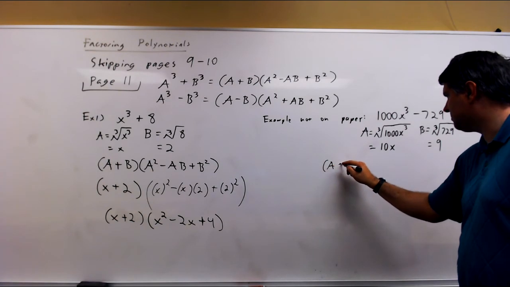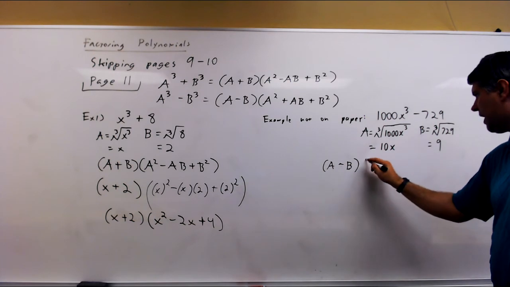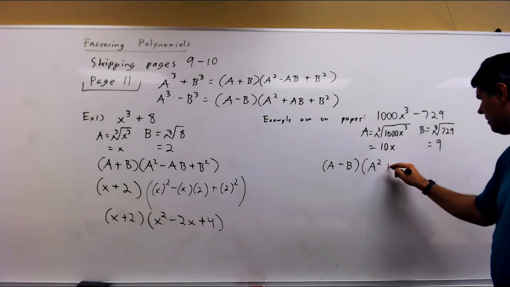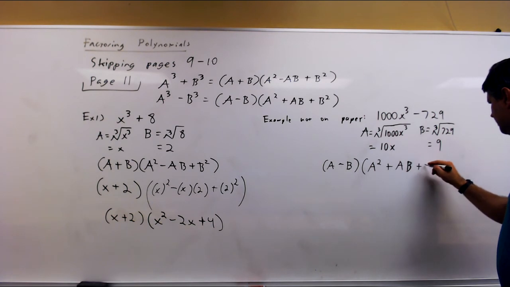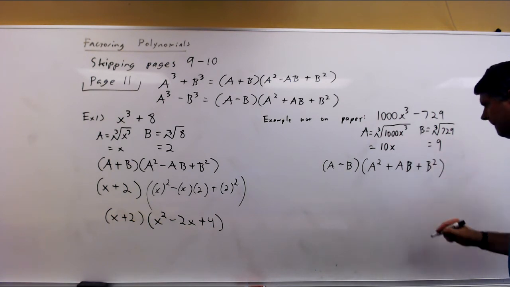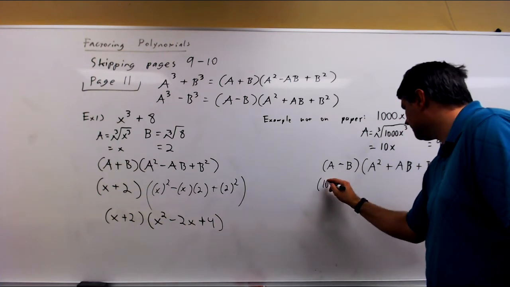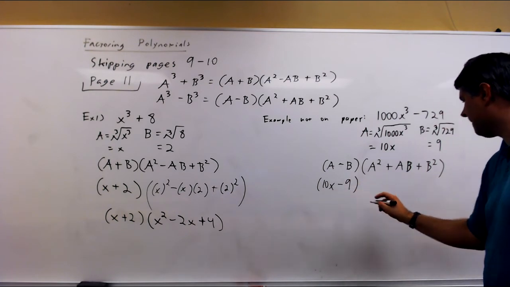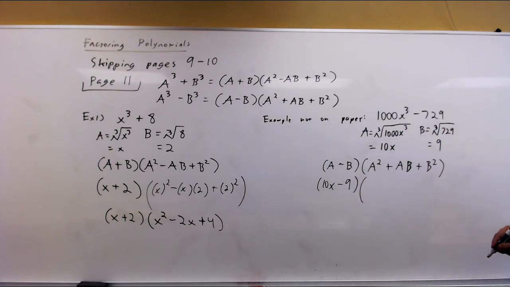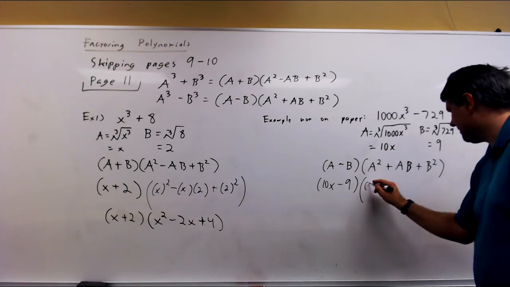A minus B times A squared plus AB plus B squared. All right, so A will be replaced by 10x. B will be replaced by 9. I make my trinomials a little taller. A is 10x, I'll put it in parentheses.